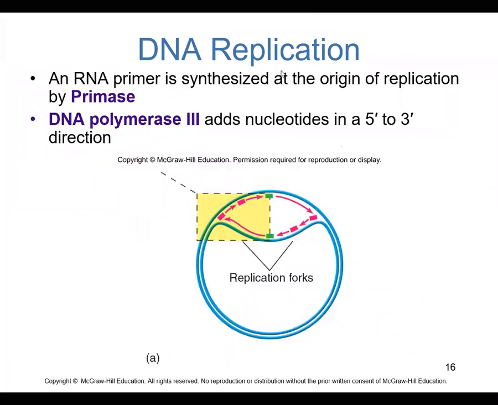On this portion, as it unzips, it has to build in small pieces going this way because it only exposes a little bit. And remember, it can only build in 5 to 3. So it'll build a little bit, then a little bit more unzips, so it'll build in 5 to 3.